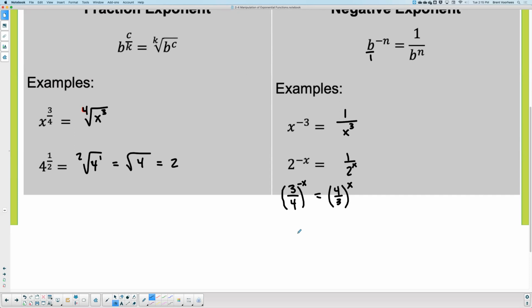So those are the 5 rules we're going to use today. So what were the 3 properties called? Product, quotient, power. And then we have 2 other rules, which are how do we treat fractions that are exponents and how do we treat negative exponents. All right, with all that, we're going to use all 5 of those rules.